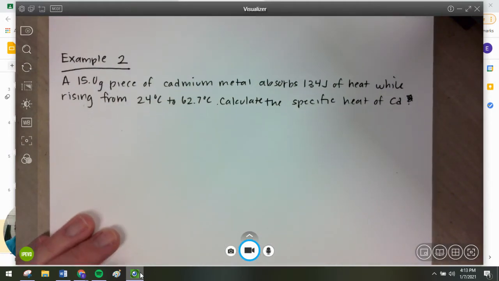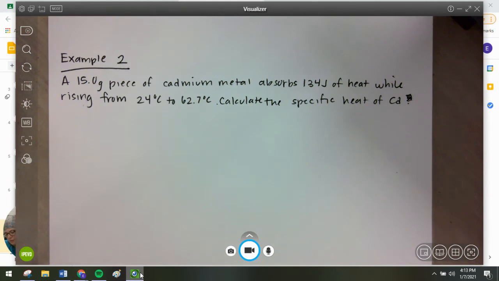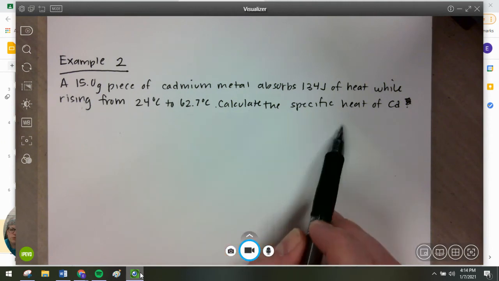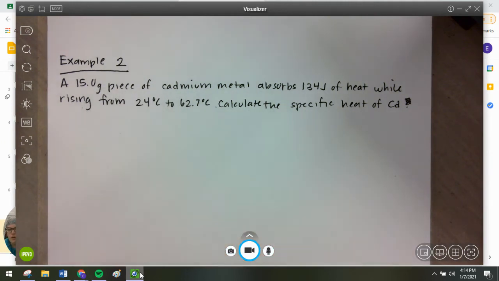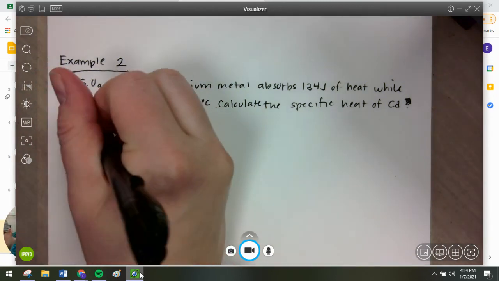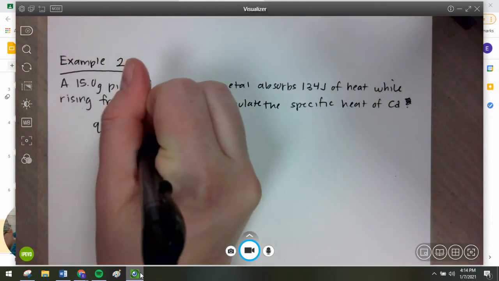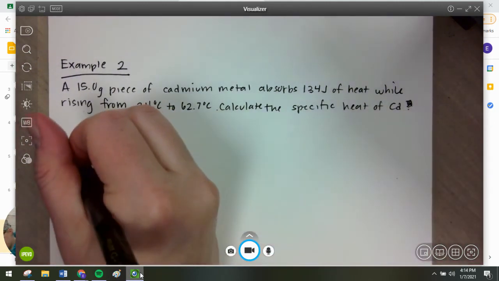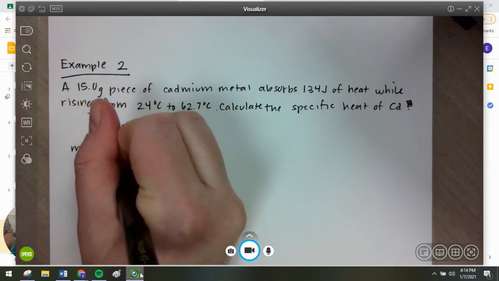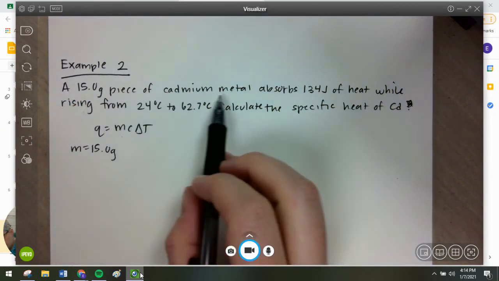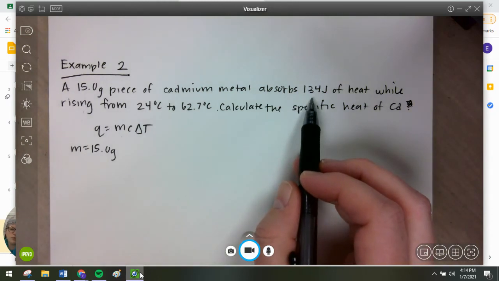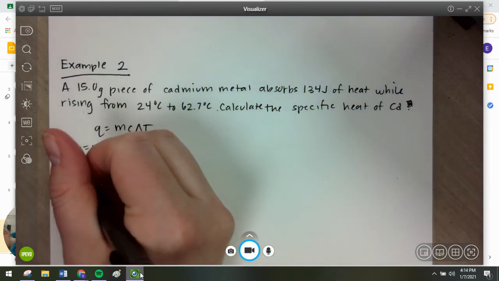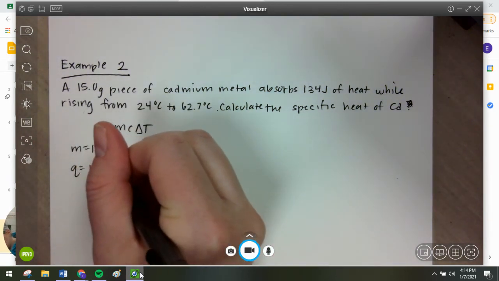Okay, so here's example 2. A 15-gram piece of cadmium metal absorbs 134 joules while rising from this temperature, and it's asking for the specific heat. Oh, and we got a mass here. So same equation, Q equals MC delta T. But in this case, as I'm reading through my problem, I've got my mass again. That's 15 grams. Okay. Now, it's telling me in this case that I'm absorbing 134 joules. So joules are my units for the Q. So I have my Q as 134 joules.